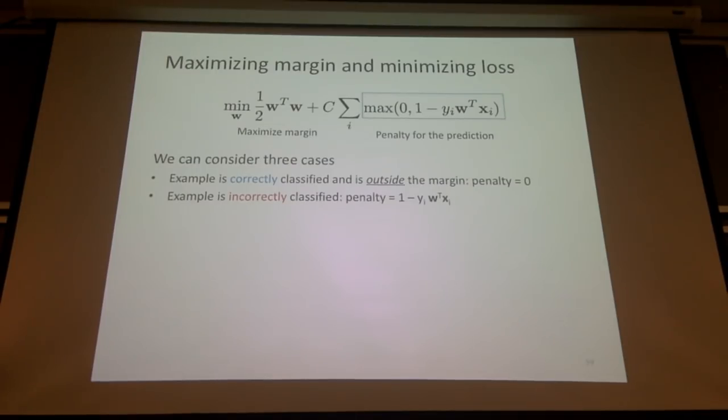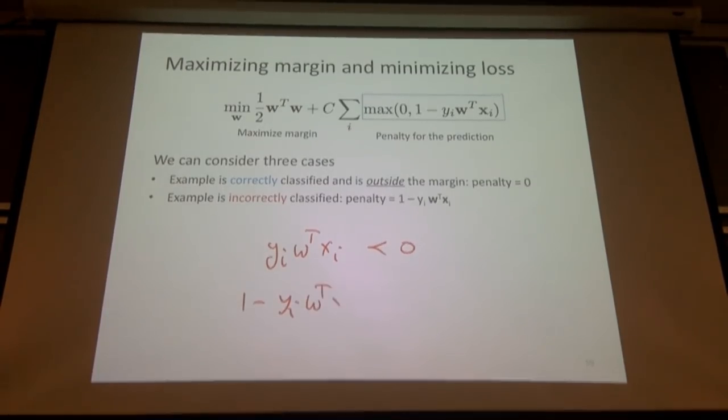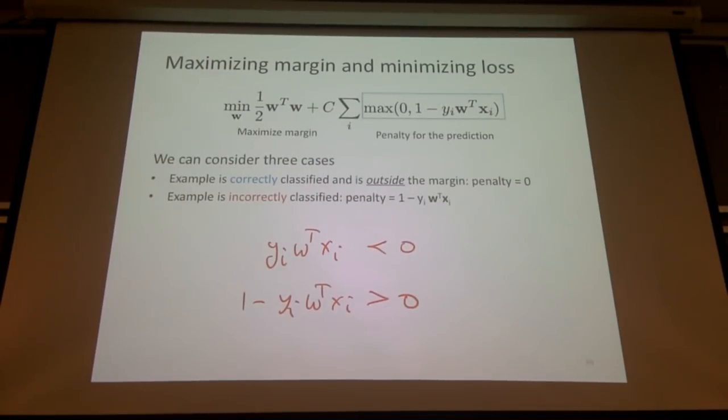The other case is also easy, where the classifier incorrectly classifies the point. It means yi w transpose xi is less than 0. Then 1 minus yi w transpose xi is strictly greater than 0. In the maximization, there are two things you are comparing, and 1 minus yi w transpose xi is greater than 0, so it wins. So the penalty that this classifier pays for misclassifying example xi, yi is how far it puts the point on the wrong side of the margin, which is 1 minus yi w transpose xi. So the penalty of misclassification is the distance from the margin to the point. The farther it puts the point on the wrong side, the more penalty it pays.